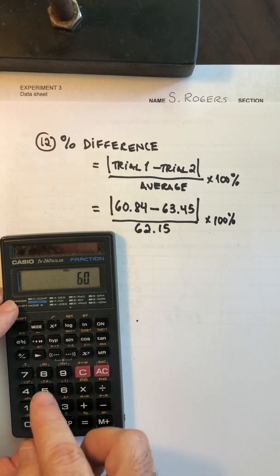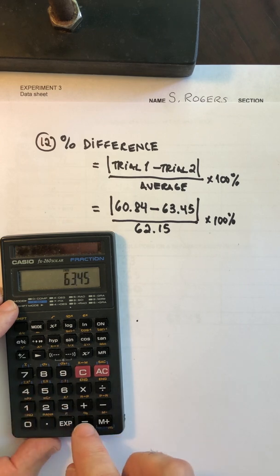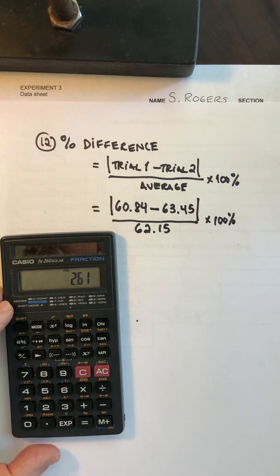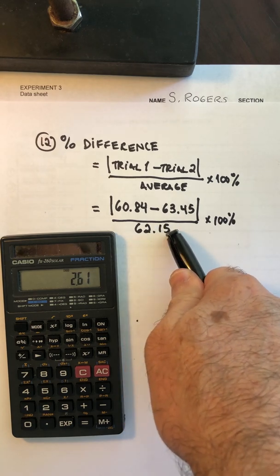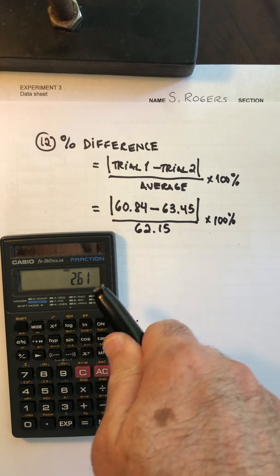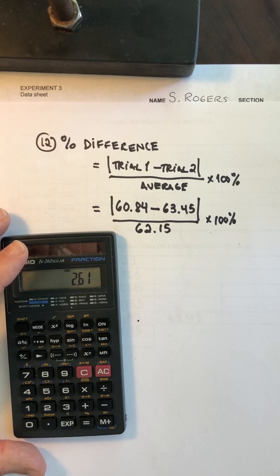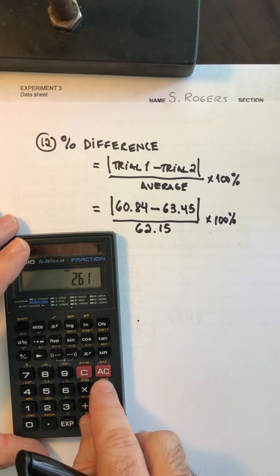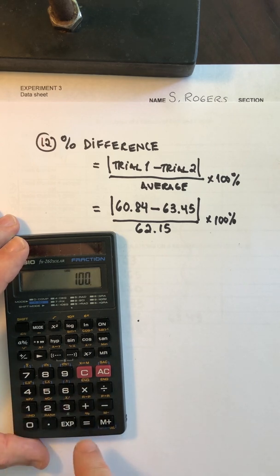So 60.84 minus 63.45. Of course, it comes out negative, but we want the absolute value. That value has 2 decimal places as it should be because that operation is a subtraction. Now, when we divide in the next step, the denominator here has 4 sig figs. This one is only carrying 3. So that means that we have to round to 3 sig figs. So let's divide this by 62.15 and multiply that whole thing by 100.